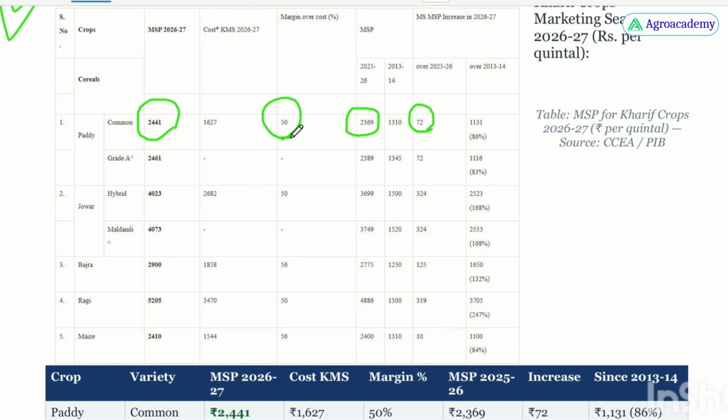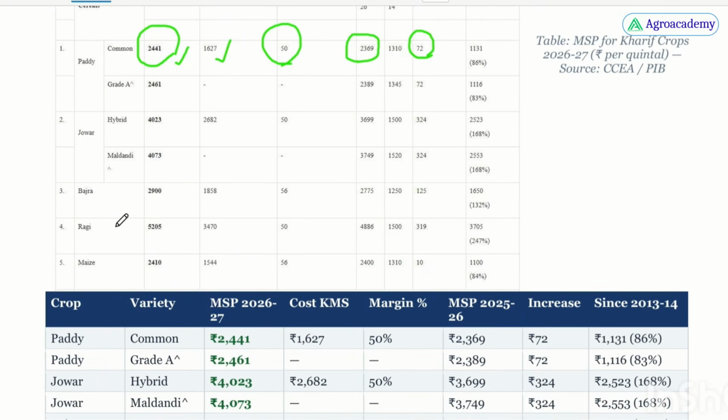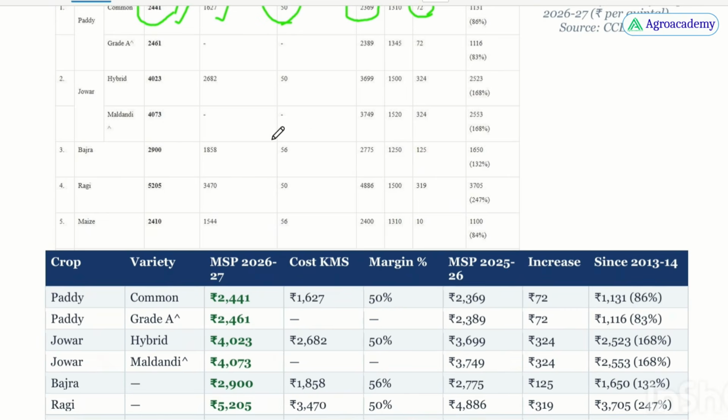How do we calculate the margin? If you divide this price by the cost of production, then this margin comes around 50%. Okay, this is calculated like this. Then for jowar, bajra, ragi and maize, you can see, and you can also calculate the margin.